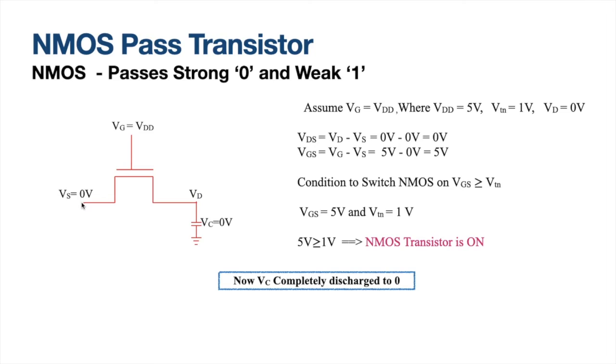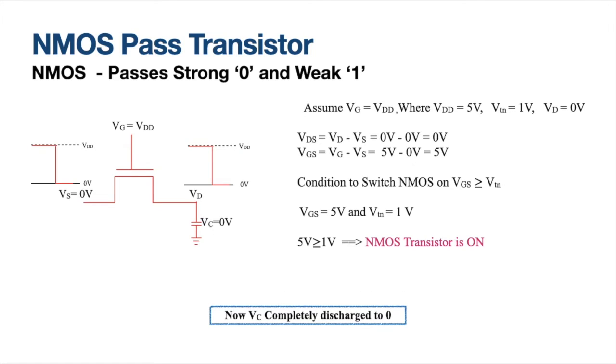What is your input? The voltage at input is also equal to 0. Voltage at output is also equal to 0. That is why we call that NMOS transistor passes strong 0, because here also it is 0. On the other side also it is 0. That is the reason why we say NMOS passes strong 0.